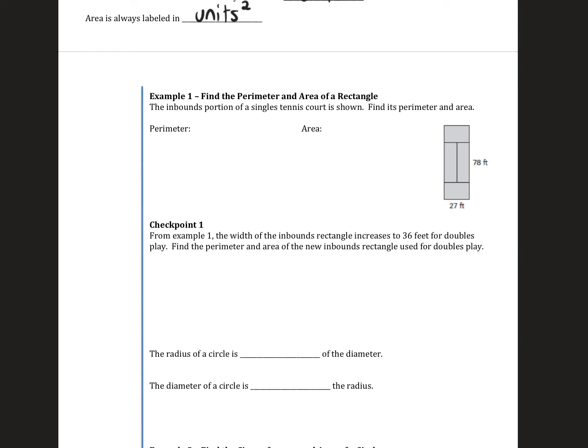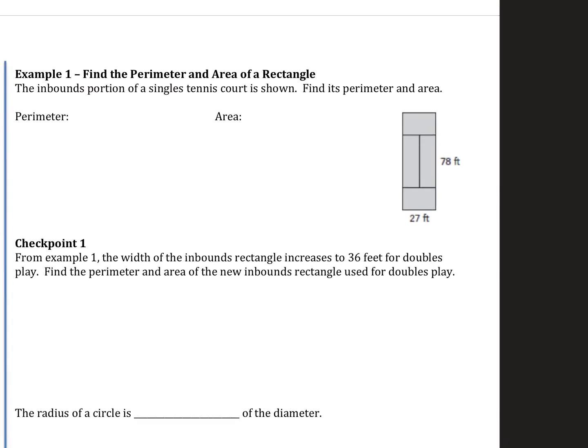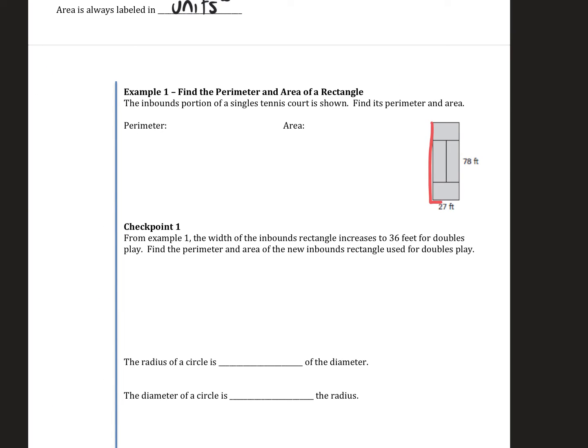Okay, let's get into the problem down here. Find the perimeter and area of a rectangle. The inbounds portion of a singles tennis court is shown. Find its perimeter and its area. What kind of shape is this right here? Hopefully you said rectangle, so we're going to do perimeter of a rectangle. What was the formula for that again? 2L plus 2W. And do we know the length and width? We do. The length was 78, and the width is 27.